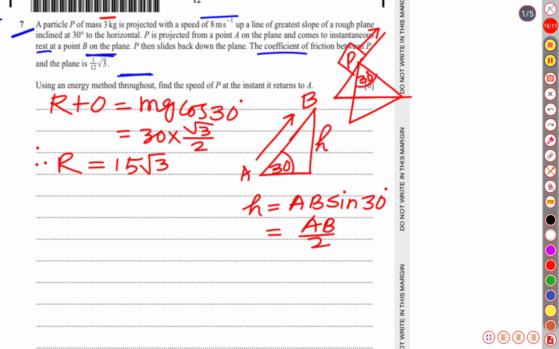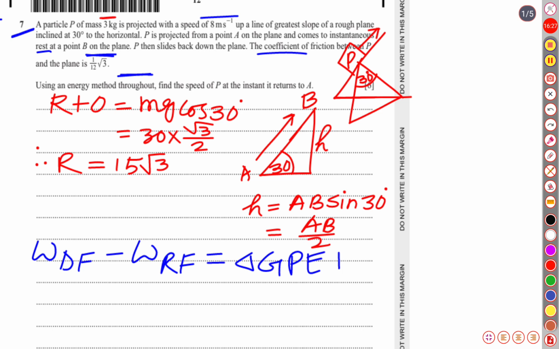Now we can start our solution. The concept is: work done by driving force minus work done by resistance to motion is equal to change in GPE plus change in KE. Since the particle was projected, there is no external force acting on it, so the driving force was 0 and the work was also 0. Then work done by resistance to motion.